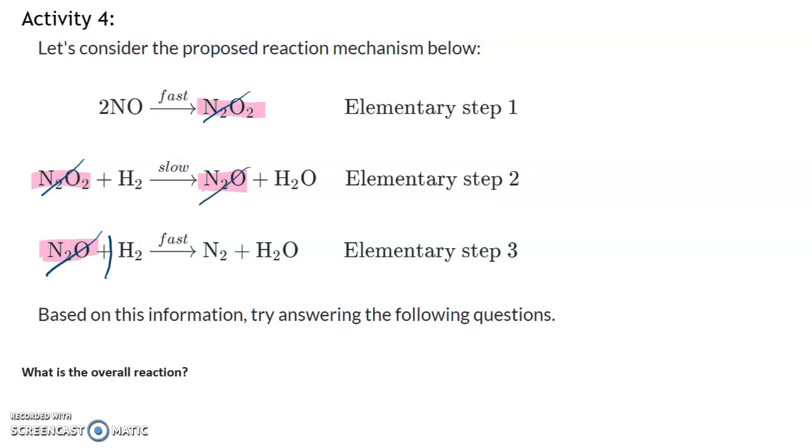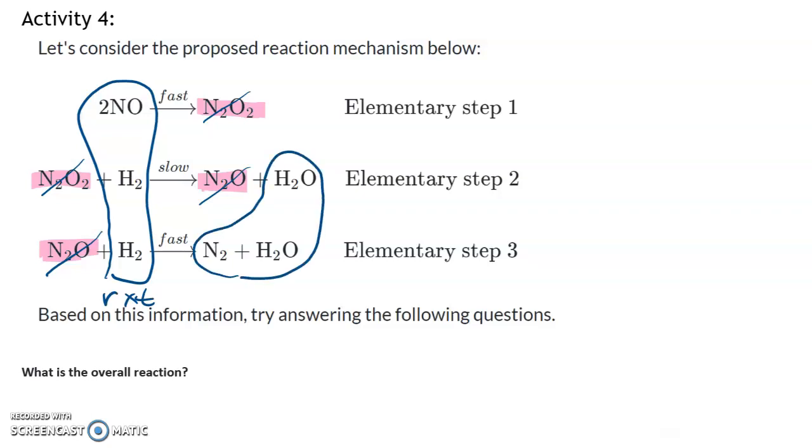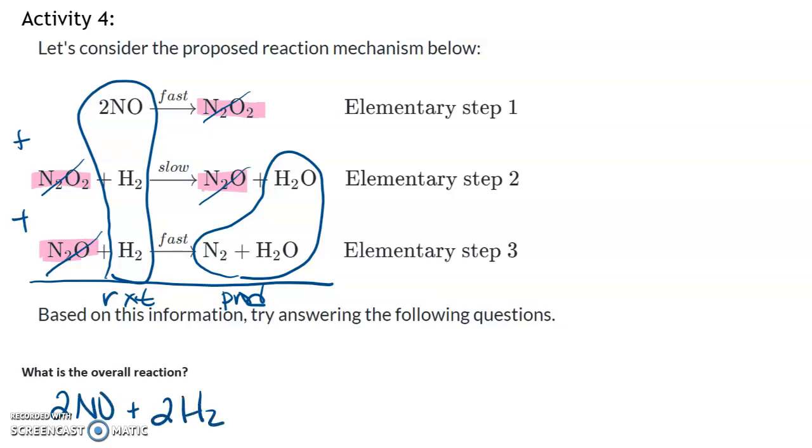And that's going to leave us with these substances as our reactants and these substances as our products. And we are going to have to add those together because we're basically adding all three of these equations together to get something overall. So when we add all of that together, we get 2NO plus 2H2 yields nitrogen and 2 waters.